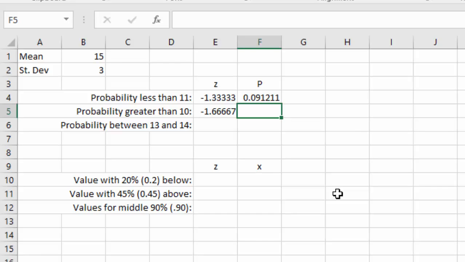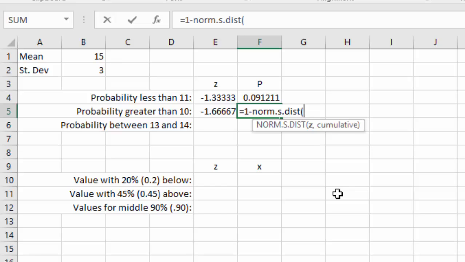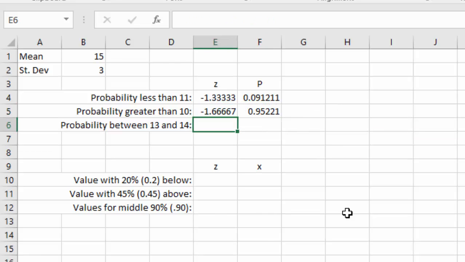However, I want to be greater than that value, and Excel tells me what's less than that value. Less than that value is the complement or opposite of greater than. So we're going to hit equals, and we will do 1 minus the normal probability, because that'll give us the greater than value. Same thing, norm.s.dist, open a parentheses, click the z-value, and it's always comma true, close the parentheses. And the probability a random value is greater than 10, you see, is about 95%.